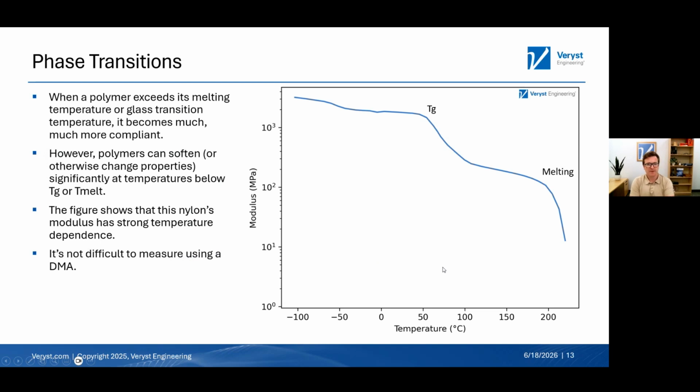I'll talk in a little bit more detail about phase transitions, or what to expect from different materials. We talked a bit about the glass transition temperature already, but this is a curve of the modulus of a nylon material versus temperature. What I want to point out is that you can get pretty substantial changes in the properties of the material, even below the nominal temperature, whether that's the glass transition temperature or the melting temperature.